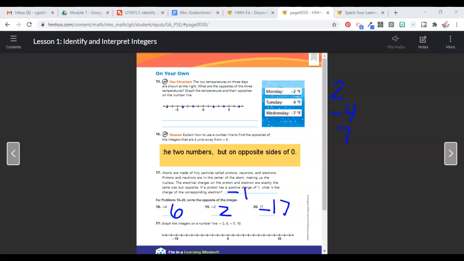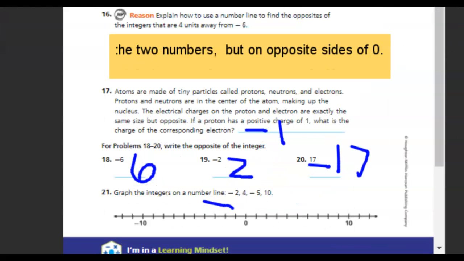So we have two. Sorry, negative two. I'm going to zoom this in a little bit so we can see it just a tad bit better. There we go. So we have negative one, negative two. So our dot goes right here on negative two. We have four. So one, two, three, four. And we have negative five. So negative one, negative two, negative three, negative four, negative five. And we have 10 all the way over here.